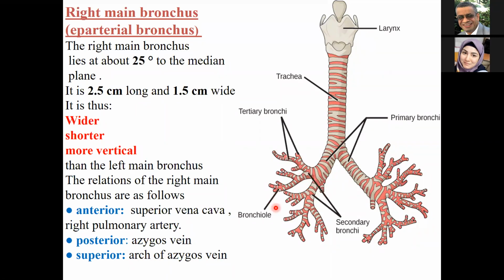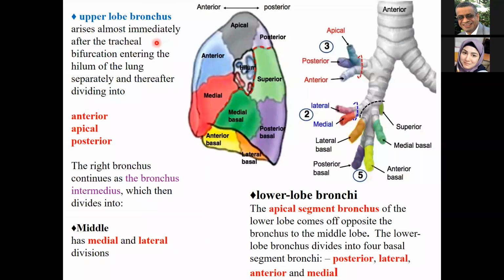The upper lobe bronchus arises almost immediately after tracheal bifurcation, entering the hilum of the lung separately and thereafter dividing into the anterior, apical, and posterior. The right bronchus continues as the bronchus intermedius, which then divides into the middle and lower lobe bronchi. The middle divides into the medial and lateral. The apical segmental bronchus of the lower lobe comes off opposite the bronchus to the middle lobe. The lower lobe bronchus divides into 4 basal segmental bronchi: posterior, lateral, anterior, and medial.